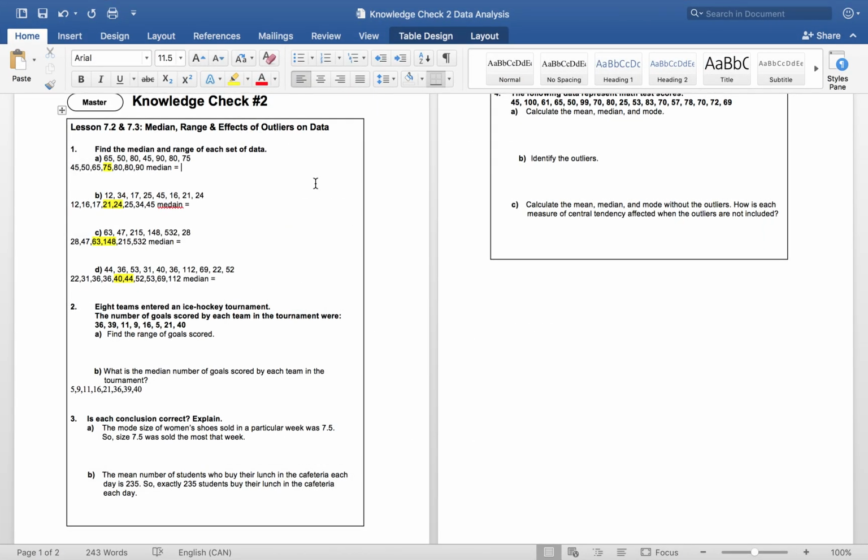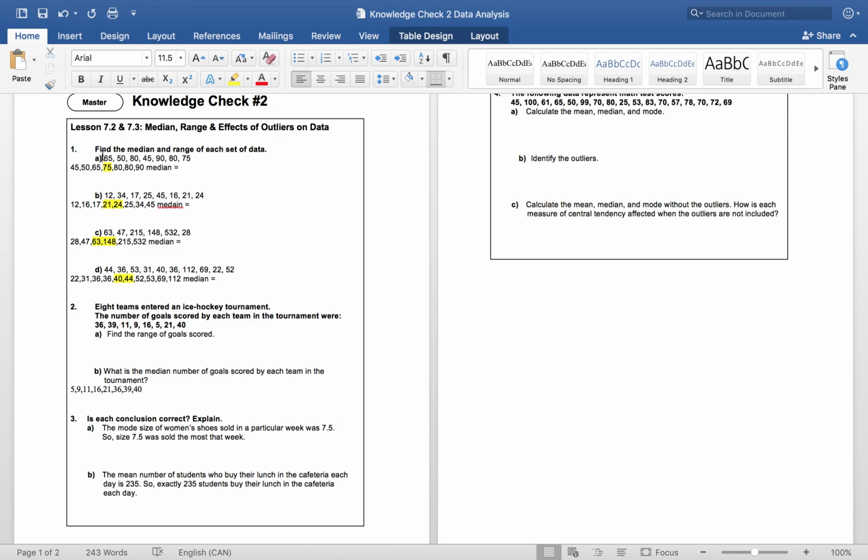Good morning, grade 7s. Thank you guys for taking out your knowledge check number 2 this morning. Ready to mark, ready to review, talking about median, range, and effects of outliers on data. So, looking at question 1 together. Find the median and range of each set of data.